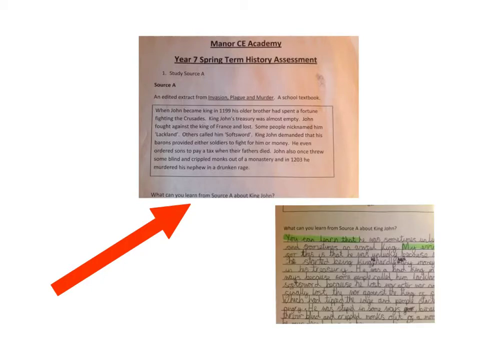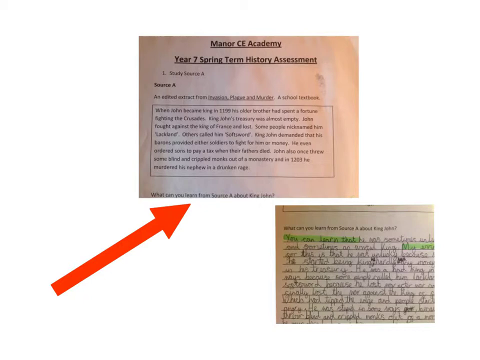So the first thing we need to think about is how to answer the question. We're going to start with question 1, which tells us to study source A. So let's look at the question. What can you learn from source A about King John? The question shows that you must make an explicit reference to the source when you answer the question. Here we have a great example of that.